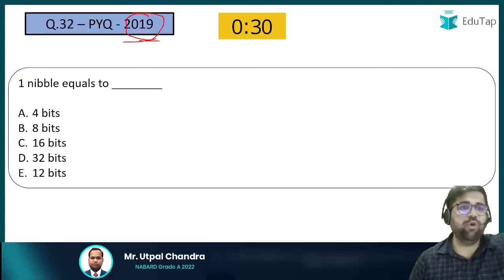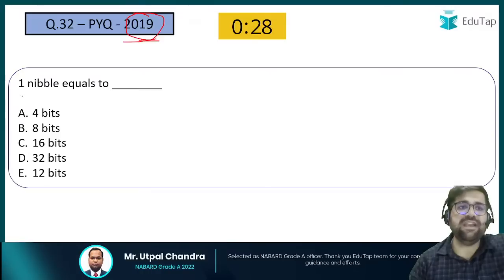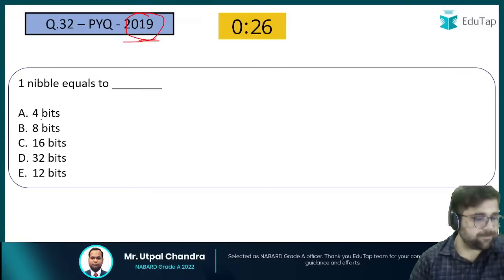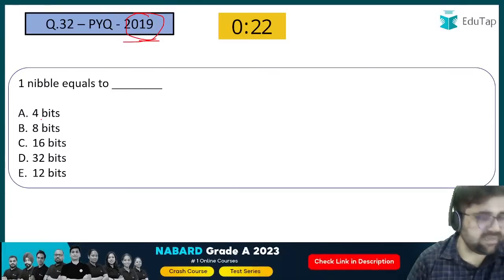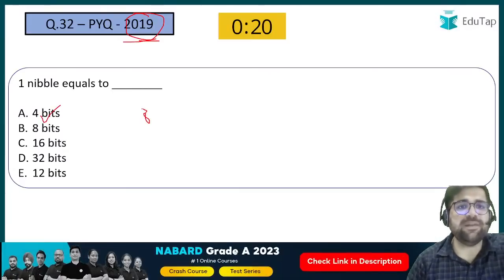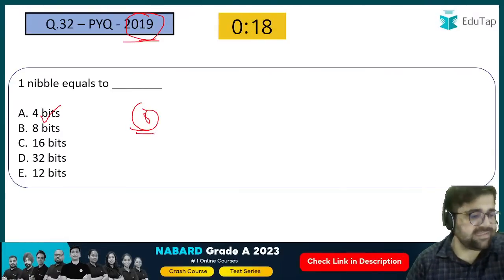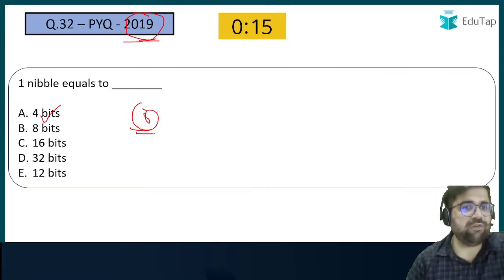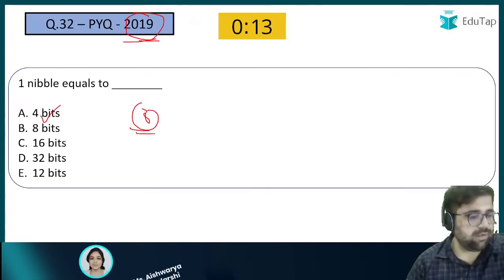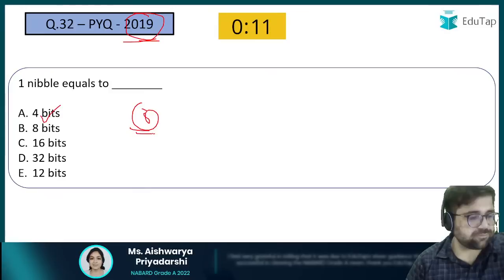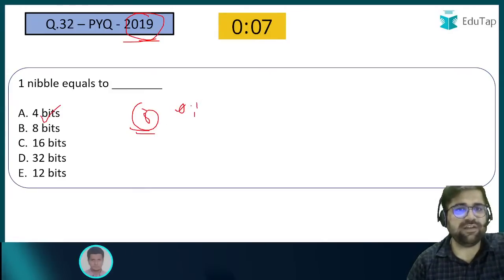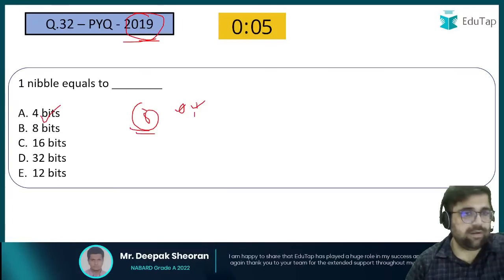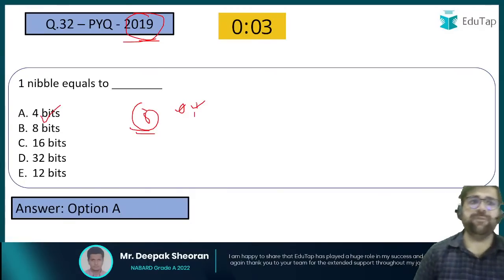Question number 32. Also, let me know, 1 nibble is equals to? Yes, 1 nibble is equals to 4 bits. 8 nibbles is equals to what? If I say 8 nibbles, then it will equals to what? Nibble means what? 0, 1. This is singular 1, singular 0. Yes, if you see, the answer will be 4 bits only.